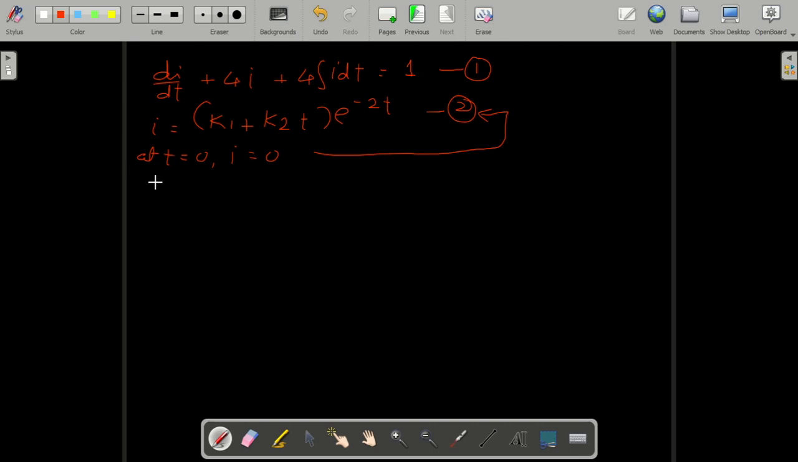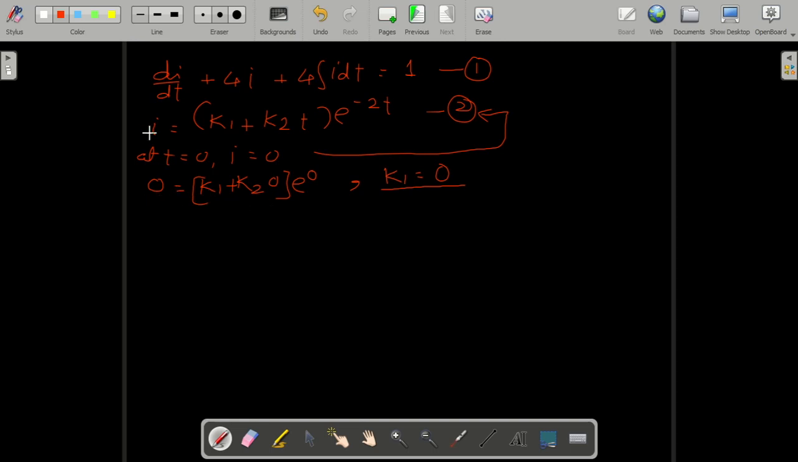So at t equal to 0, I equal to 0, which equals k1 plus k2 into 0, t equal to 0, e raised to 0. e raised to 0 is 1, and the k2 term is 0, so it becomes 0. k2 into 0 means 0. So from here k1 plus 0 equal to 0. So k1 equal to 0.